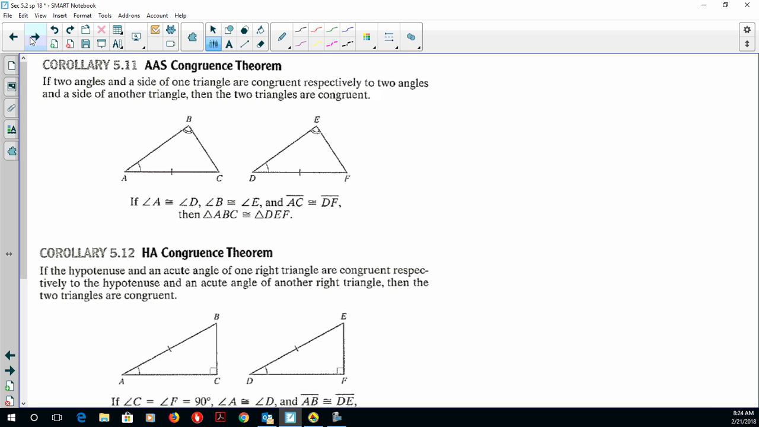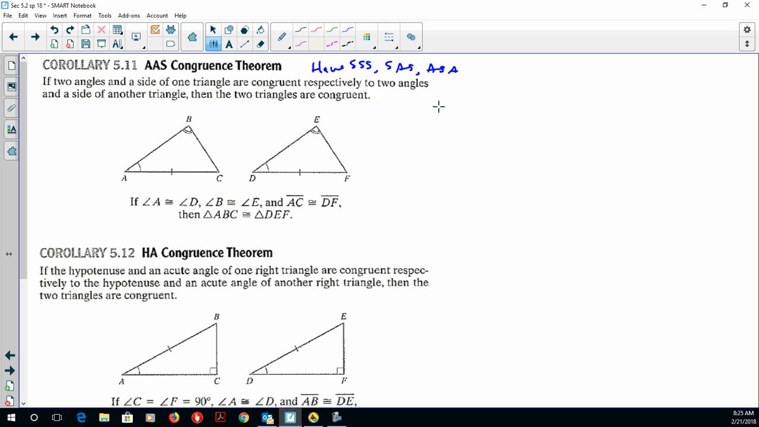We had side, side, side; side, angle, side; angle, side, angle. What we did not have is angle, angle, side. Okay, and there is no side, side, angle. And there's not angle, angle, angle either. If two angles and a side of one triangle are congruent respectively to two angles and a side of another, then the triangles are congruent.